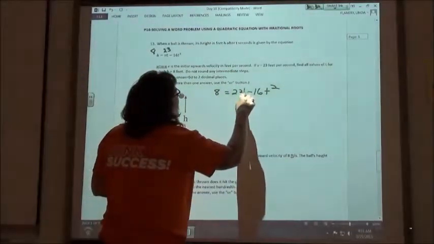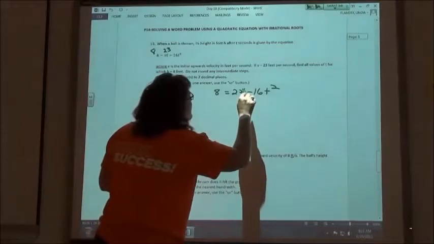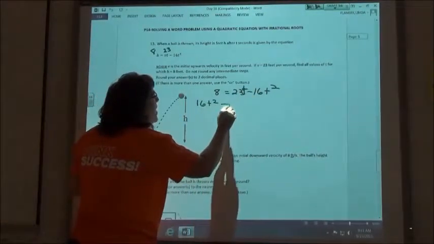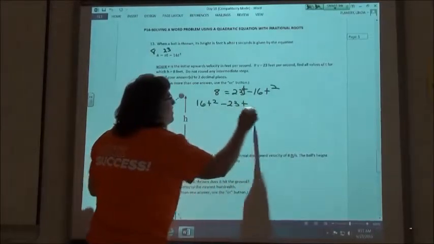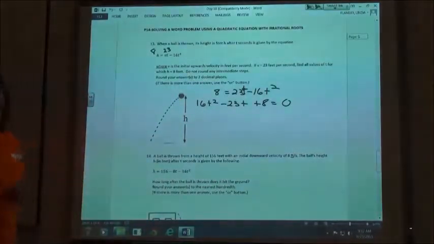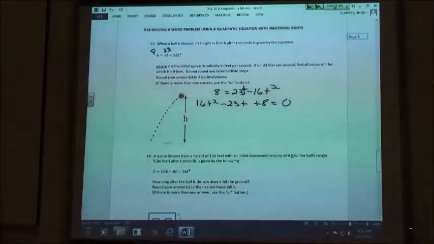Whoops, I better put my t behind my 23. There was a vt. So I'm going to use 16t squared minus 23t plus 8 equals 0. And I'm going to move these things over here just because I like my t squared positive.